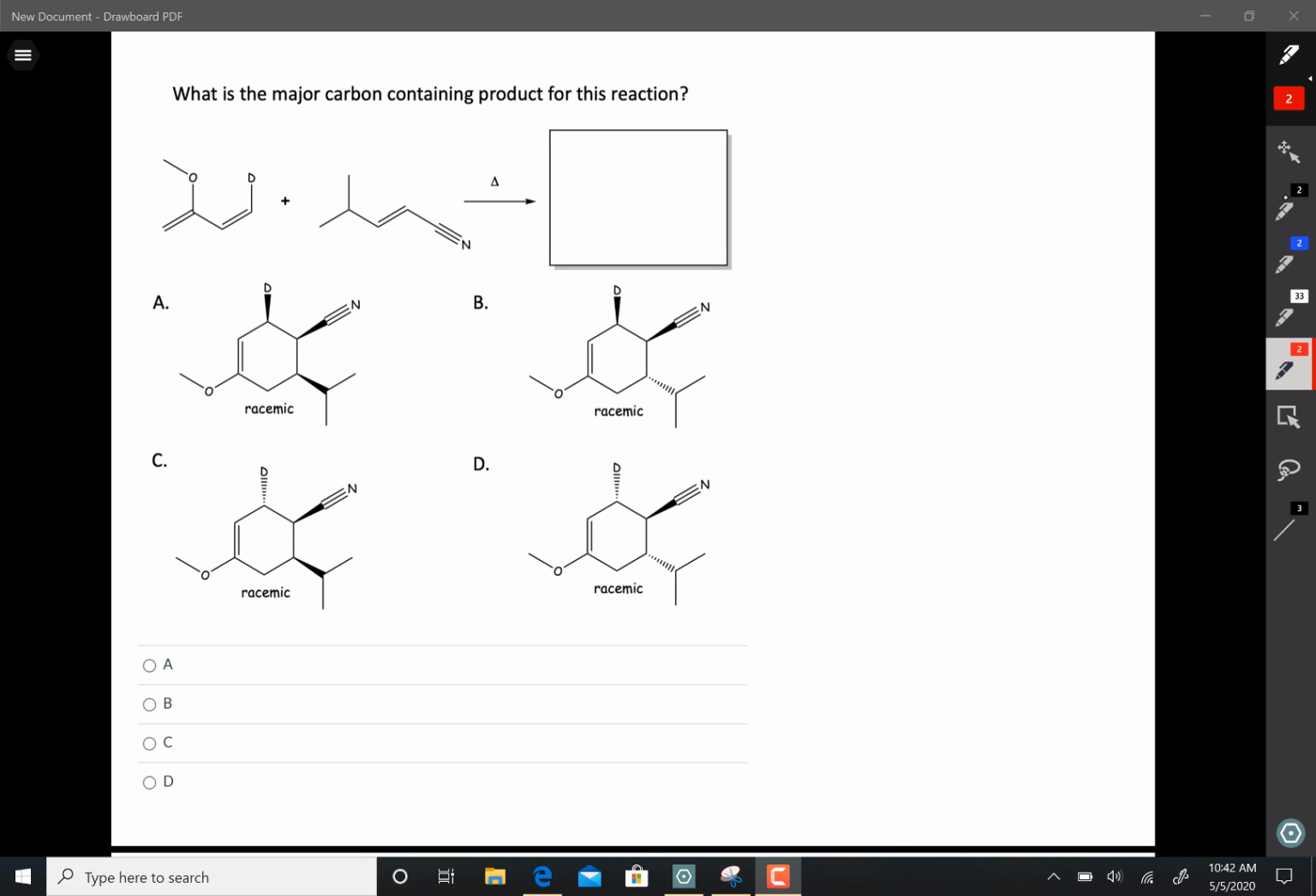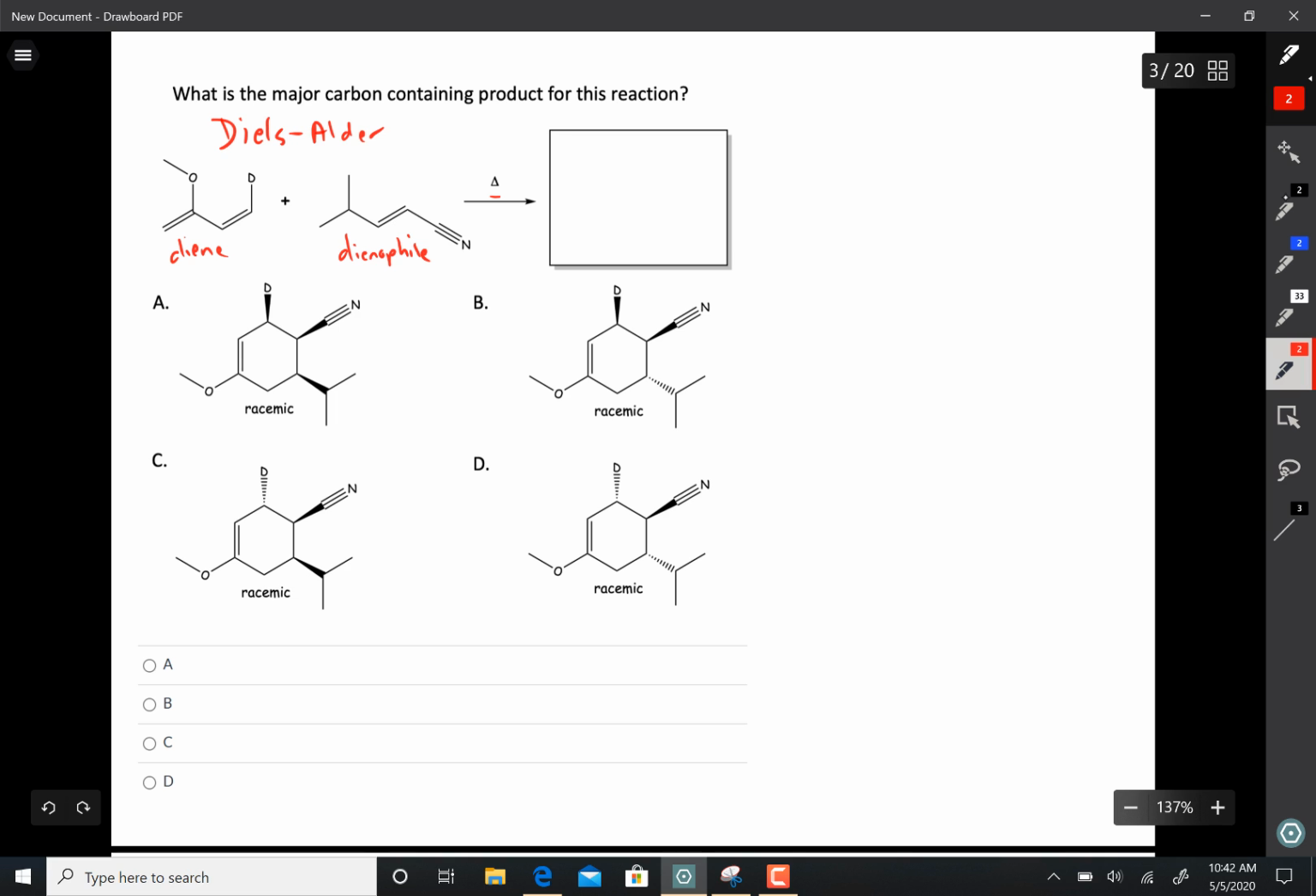Okay, in this problem, what we have is a molecule with two alkenes, so that's a diene. And we also have an alkene with an electron withdrawing group, that's a dienophile. And you're heating them together, so this reaction is a Diels-Alder reaction.